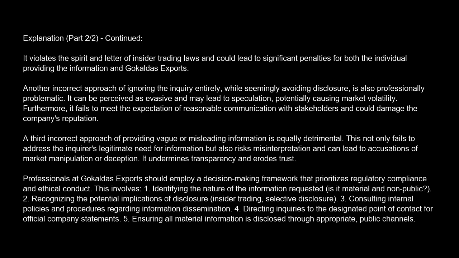Professionals at Gokaldas Exports should employ a decision-making framework that prioritizes regulatory compliance and ethical conduct. This involves: 1. Identifying the nature of the information requested. Is it material and non-public? 2. Recognizing the potential implications of disclosure: insider trading, selective disclosure. 3. Consulting internal policies and procedures regarding information dissemination. 4. Directing inquiries to the designated point of contact for official company statements. 5. Ensuring all material information is disclosed through appropriate public channels.